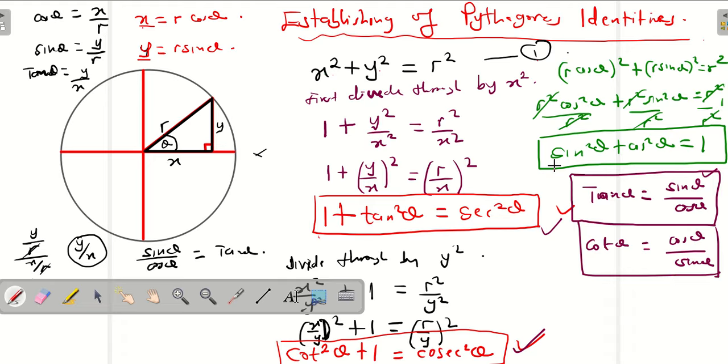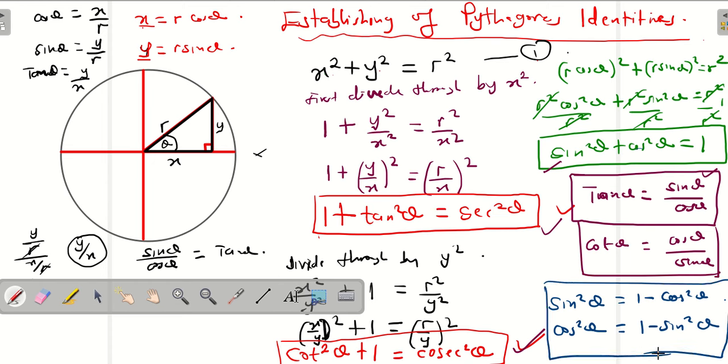Now learn all these identities, 1, 2, 3, 4, 5. Now we can also form another identity, not an identity, but it's a matter of changing subjects. So we can say that sine squared theta from this is equal to 1 minus cos squared theta. And we can still see that cos squared theta is also equal to 1 minus sine squared theta. Let's learn all these identities. They are very important. We shall apply them.